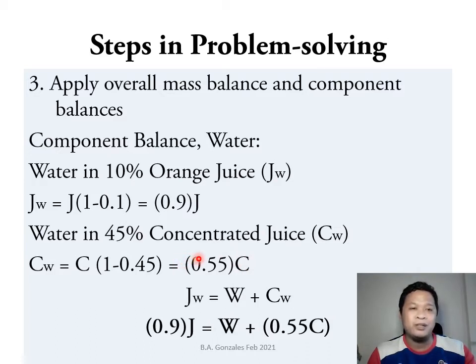And then of course, yung water na nag-evaporate, it's 100% water. So kung ano yung mass nun, yun na yun. Therefore, if we were to account for all the water in the system or the problem, the water in the juice equals the water evaporated plus the water in the concentrate. And if you were to represent each of those with the stream variables, 0.9 or 90% of J is equal to W plus 55% of the mass of C.